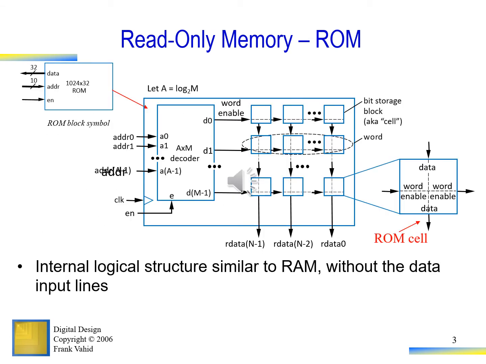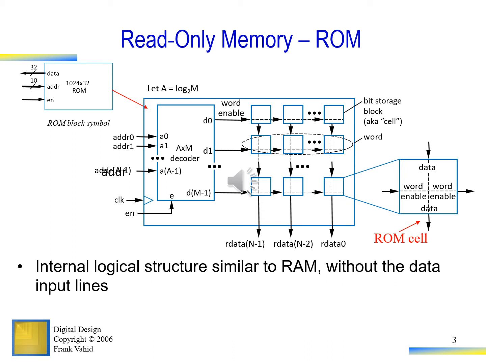The data cells of ROM are very similar to those of a RAM, except there is no data input. You can see a decoder on which the addresses are given. This decoder enables the word which needs to be read. So the ROM cell has word enable and data output, and the data can be written only once.